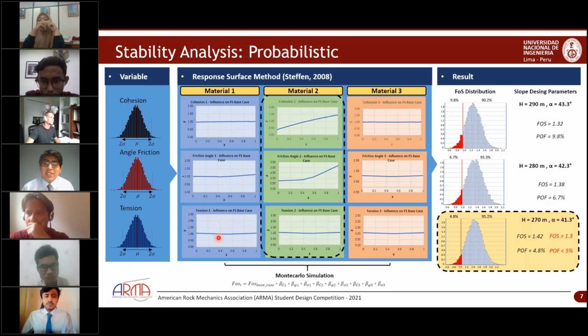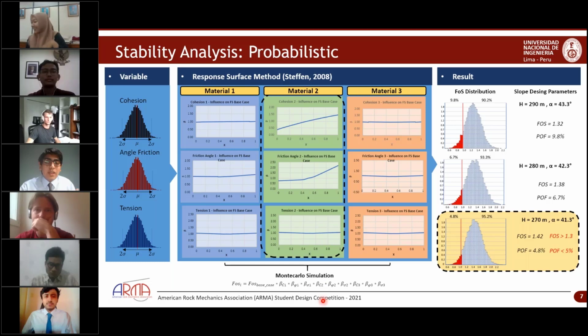From the results, we can see that only the cohesion and friction angle of material number 2 has influence on the resulting factor of safety, while the other parameters have no effect, which can be observed at these horizontal lines.